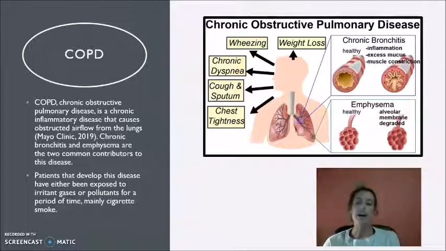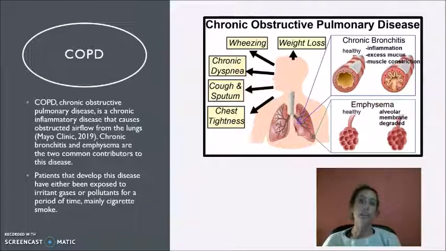COPD, which stands for chronic obstructive pulmonary disease, is an umbrella term for other conditions that cause damage to your lung and cause it to become inflamed. The two most common contributors to COPD are chronic bronchitis and emphysema. Patients who have developed this disease have been exposed to irritant gases or fumes, air pollutants, and most commonly tobacco smoking. That's probably the main contributor.